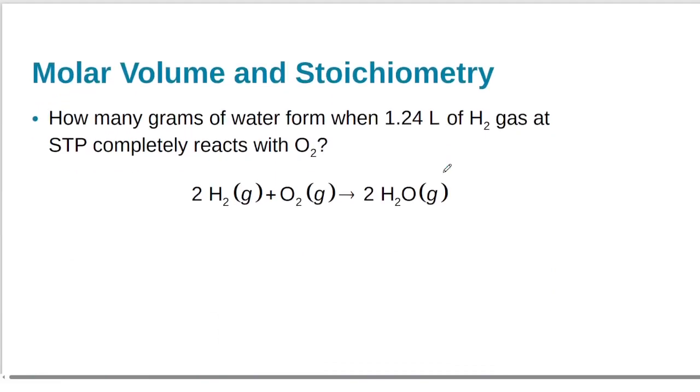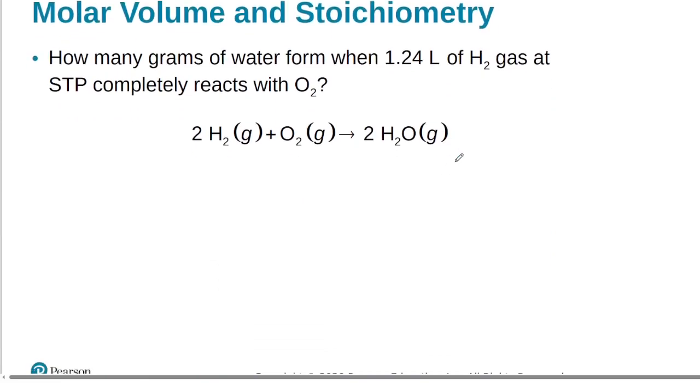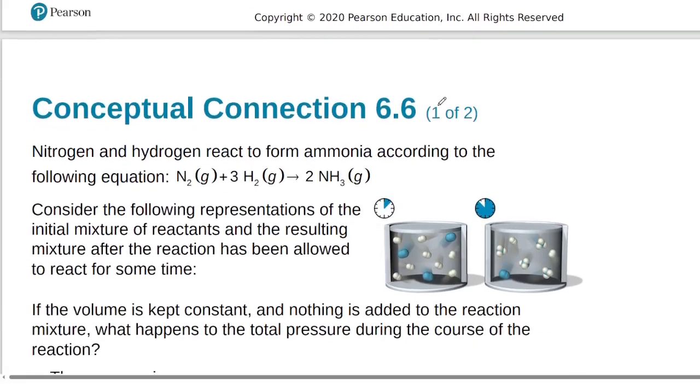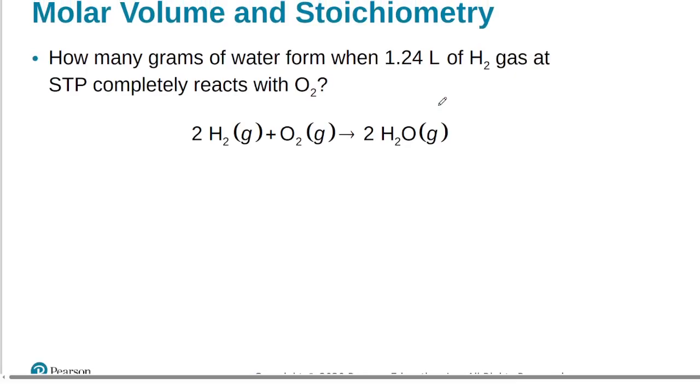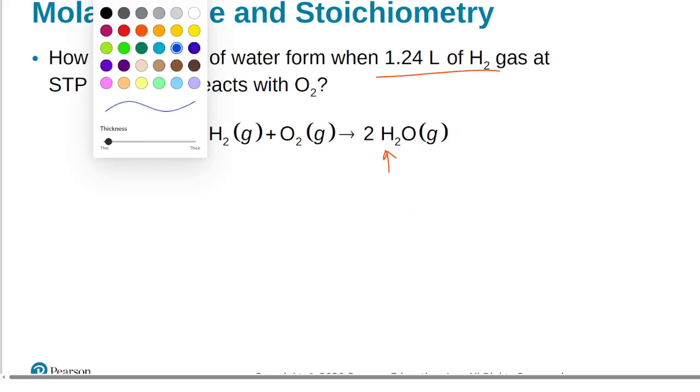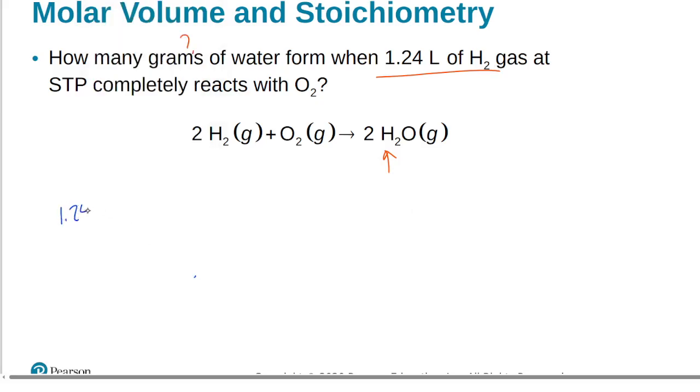22.4 liters. How many grams of water form when 1.24 liters of hydrogen gas at STP completely reacts with O2? So we can actually do that calculation. Let's go ahead and look at that. All right, so we've got how many grams of water form. We're looking for grams of water, but we're starting with 1.24 liters of hydrogen gas. So 1.24 liters of H2.